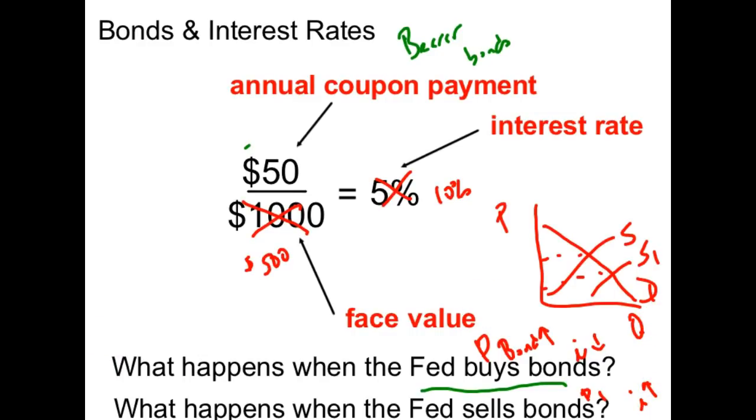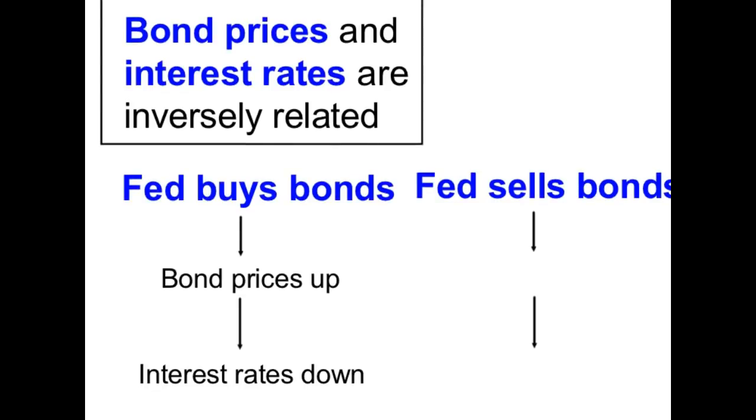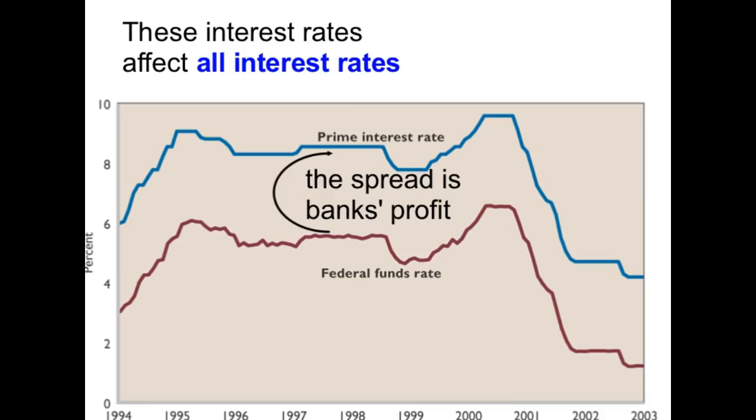So let's bring that back to our graphs here, or I guess to our flowchart. Bond prices and interest rates are inversely related. So the Fed buys bonds, bond prices go up, interest rates go down. You can pause for a moment and fill in the other side and then check it. The Fed sells bonds, bond prices go down, and interest rates go up. So we really want to memorize and understand those particular flowchart relationships.